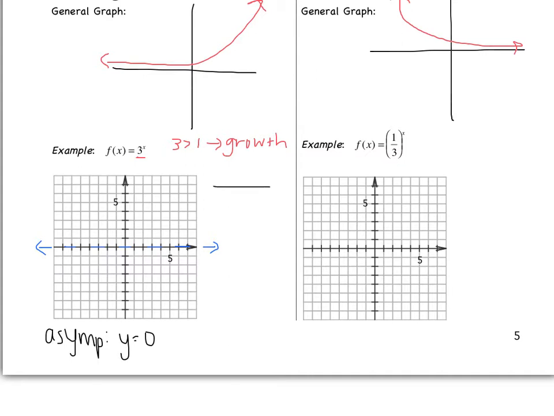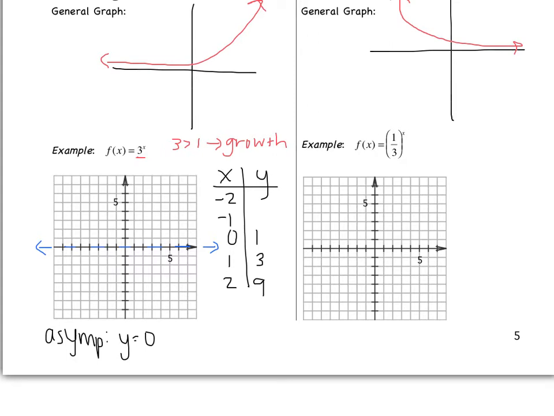Next, we're going to draw a table. For right now, we're going to put 0 in the middle of the table. We're going to go down 2 values, so -1, -2, and up 2 values, 1 and 2. And then start filling in. I'm going to start at the middle of the table. 3 to the 0 power is 1. Remember, anything to the 0 power is always 1. 3 to the first power is 3. 3 to the second power is 9.